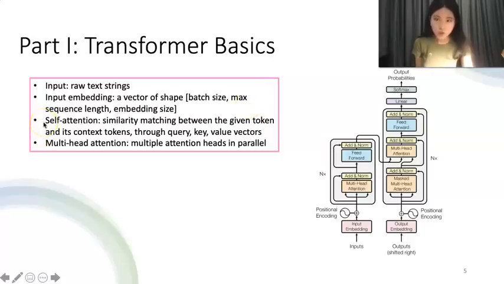The core of transformer is the attention mechanism, the self-attention. The self-attention may sound very complex, but it is essentially, to my understanding, a similarity matching between a given token and its context tokens through the query key value vectors. We will also go into that. And last but not least, the multi-head attention. That is literally multiple attention heads in parallel. We will also go into that.